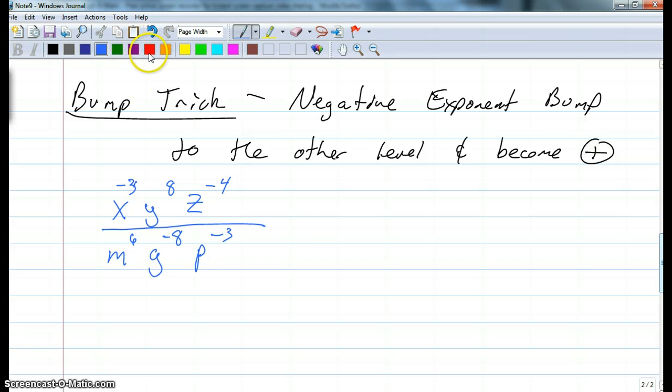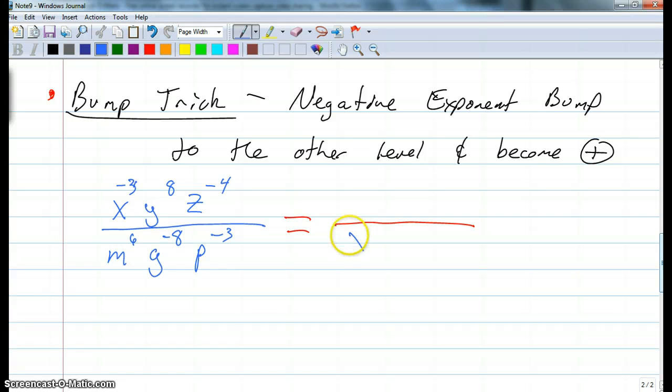All right, so as we said before, our final answer should only have positive exponents. If you have a negative exponent, something's got to be fixed. And the easy way to do this is with this bump trick. What you think about is, are they happy where they're at? X to the negative 3rd. You think he's happy there? No. He doesn't like being on top. So X bumps down, bumps to the other level, and becomes positive. He was on top, he bumps down, becomes positive.